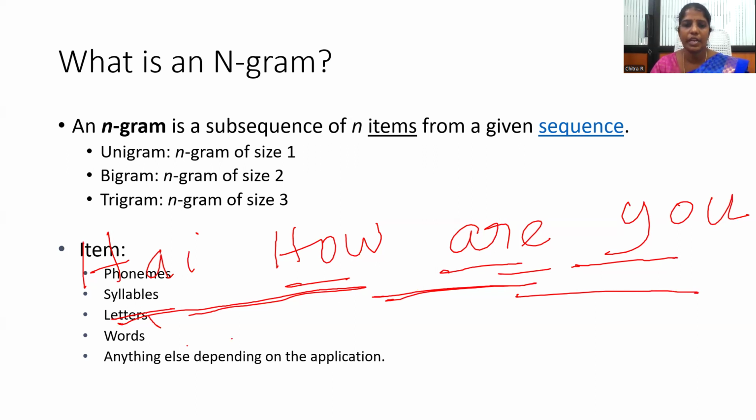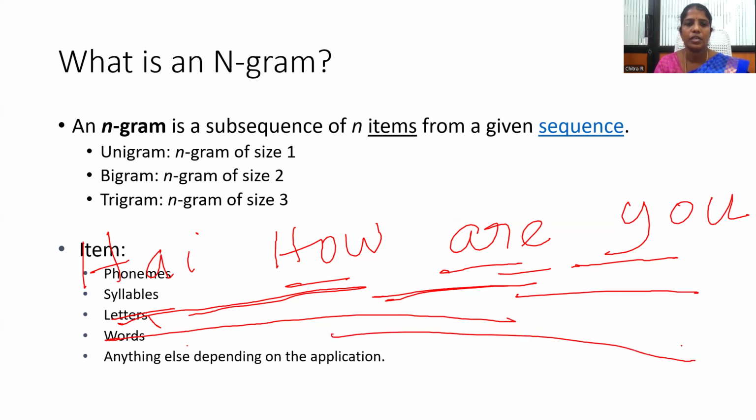What do you mean by trigram? Trigram means 3 words are selected at once: "hi how are", then "how are you". This is called a trigram. So in a unigram the size of the word is 1. Bigram means the number of words selected at an instance is 2. Trigram means the number of words selected at an instance is 3.